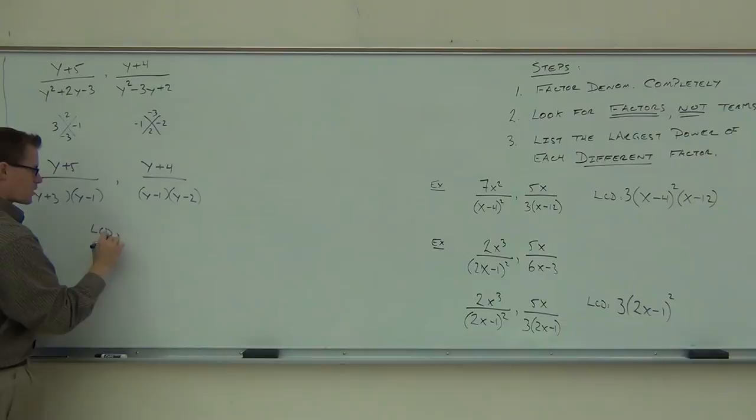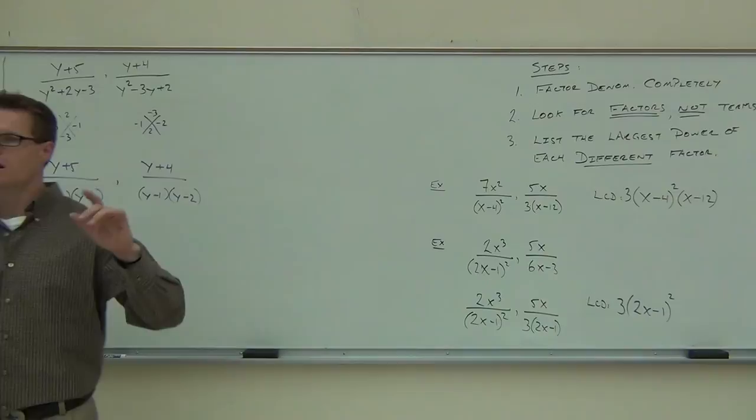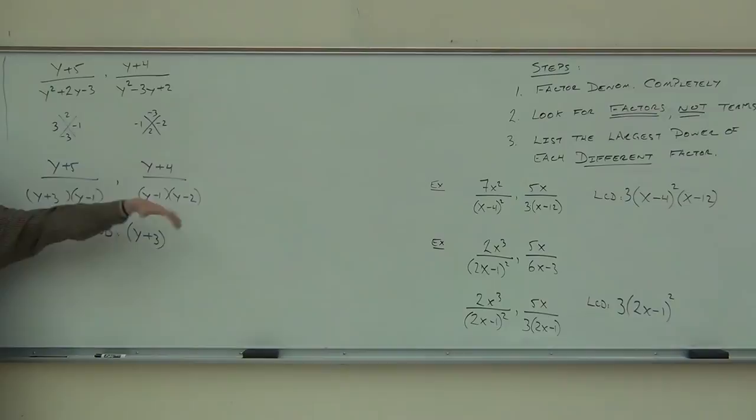Our LCD, all you have to do is list out the largest power of each different factor that you see. So let's do this quickly in the last 40 seconds or so that we have in class. What's the first different factor you see? Y plus 5, y plus 4, does that have to be there? No. It's a numerator, so don't care. It's not in the lowest common denominator. What else? Y minus 2.